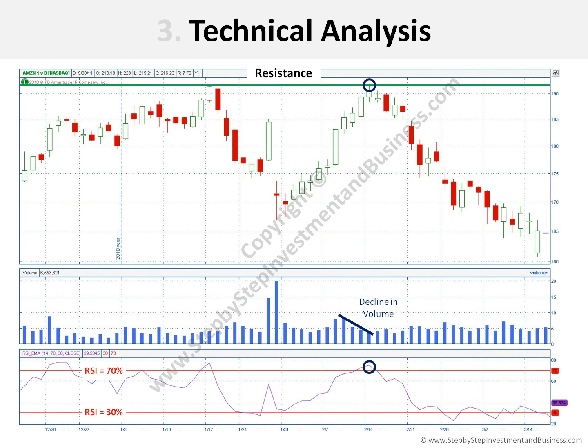In this case, we are analyzing the chart of the Amazon company. Notice that a resistance was formed at a value of just over $190. When the stock touched resistance for the second time, this was accompanied by a decline in volume and an RSI above 70%. Clearly, here we got a bearish signal. This fall in the stock price actually occurred in the following days.